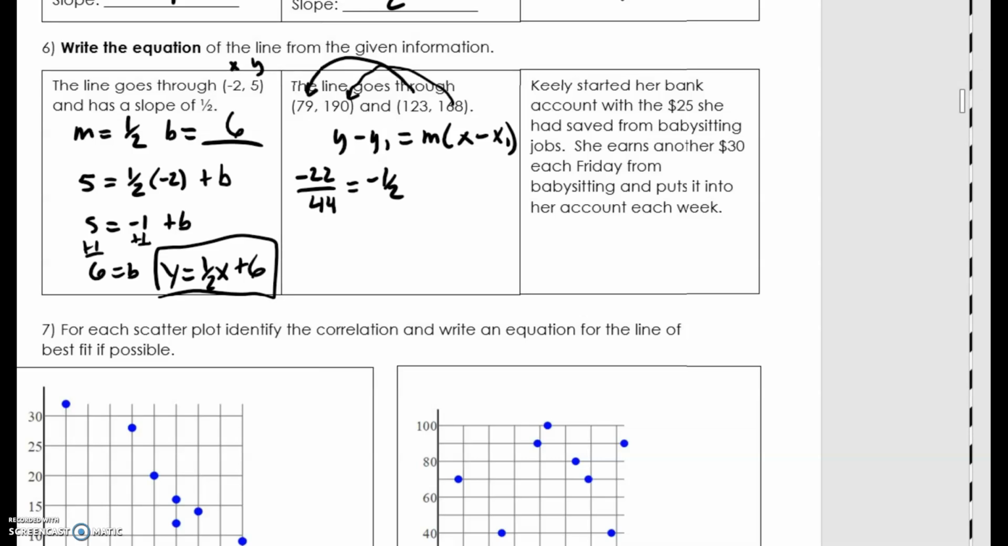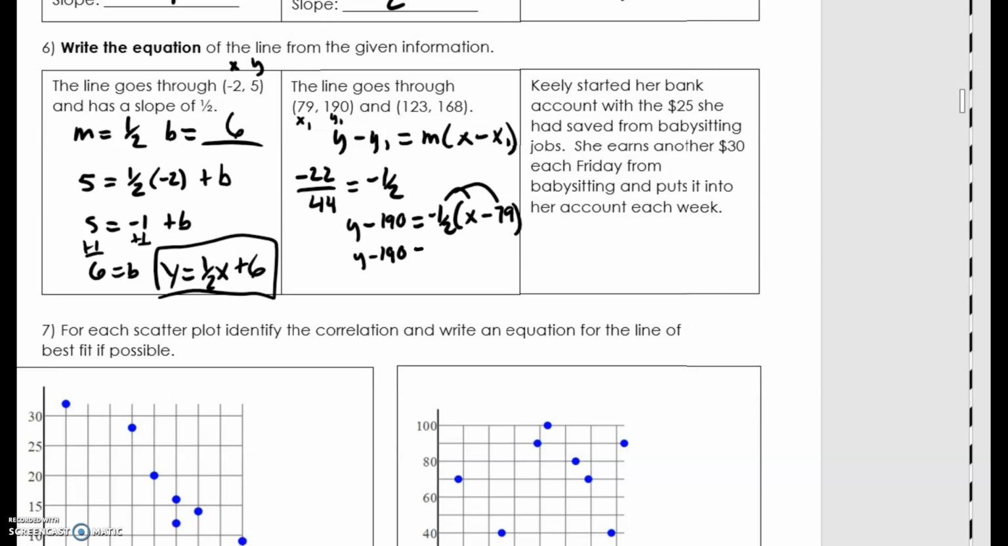So now I have my slope, and I have 2 points, so I can pick a point to choose from. I'll just choose the first point. This is your x1, this is your y1. Okay, plug them in. y minus 190 equals -1/2 times x minus 79. Distribute the -1/2. -1/2 x, and then -1/2 times -79 is 39.5.